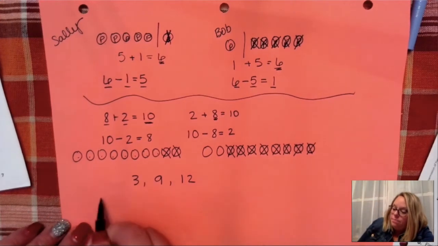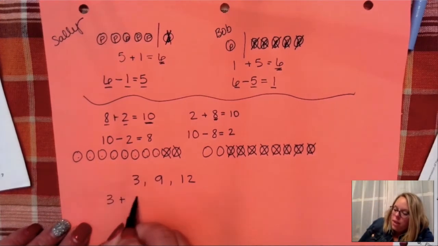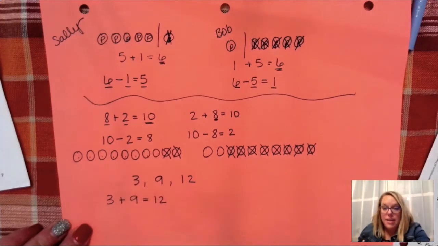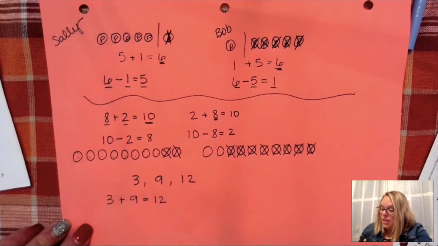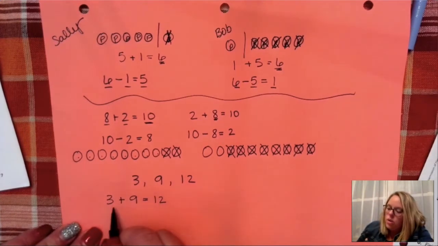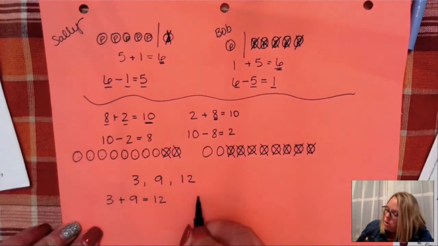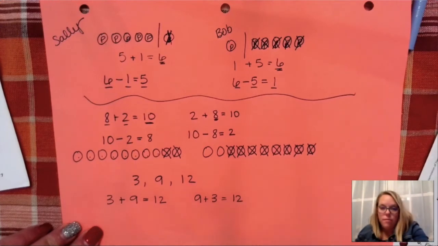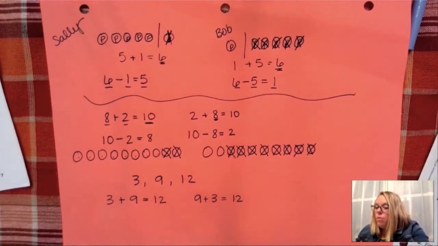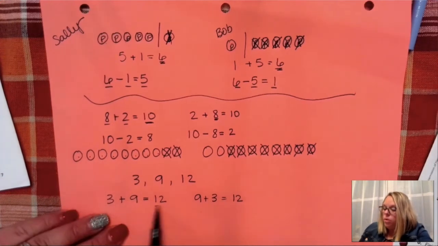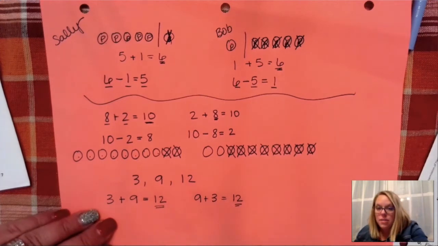So let's try. 3 plus 9 equals 12. Is that true? Yes, it is. What's the other way to write that? Instead of 3 plus 9, I'm going to switch the order of the add-ins. So I will say 9 plus 3 equals 12. Okay? Remember, with your adding, your smaller add-ins are going to be what you're putting together to give you your sum. Your sum will be your biggest number.